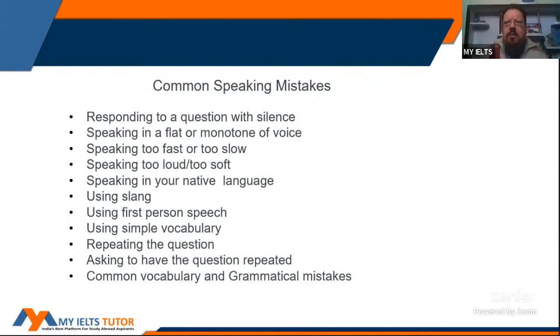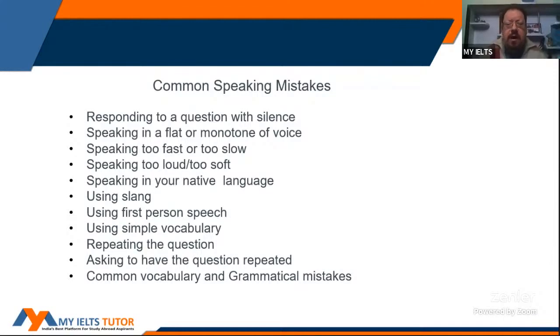Finally, there are common grammar and vocabulary mistakes that are often made. These include using vocabulary in the wrong context, the wrong situation. Also, for grammar, preposition use. I see a lot of incorrect preposition use, such as, my parents are angry on me. That would be incorrect. They would be angry at me.